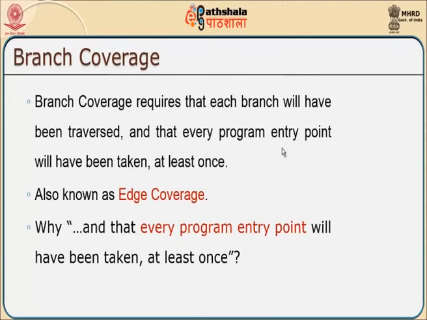After having done statement coverage, we may now have to do branch coverage. This means every branch will have been traversed, and every program entry point will have to be taken at least once. That means, a branch is created when there are 2 edges emerging out of a single node, and this is called edge coverage. So, branch coverage is also called edge coverage. Why is the point that every program has an entry point which will have been taken at least once?